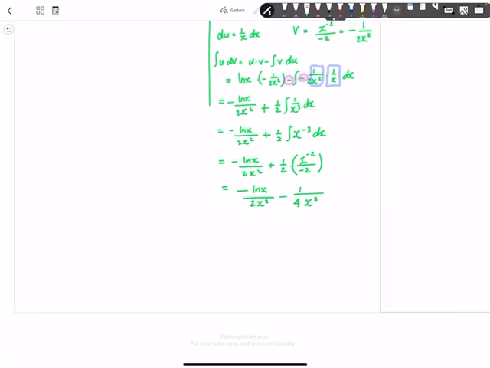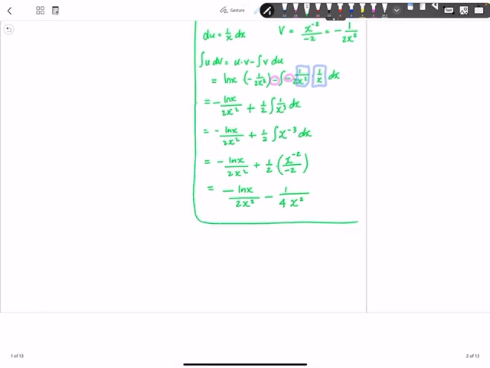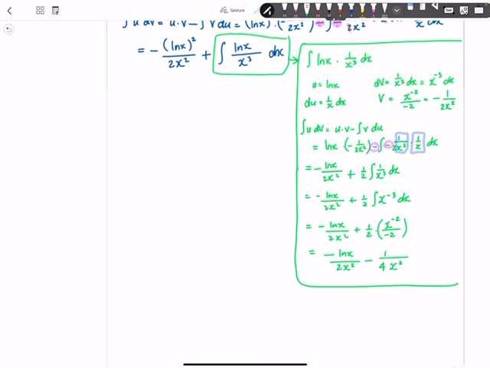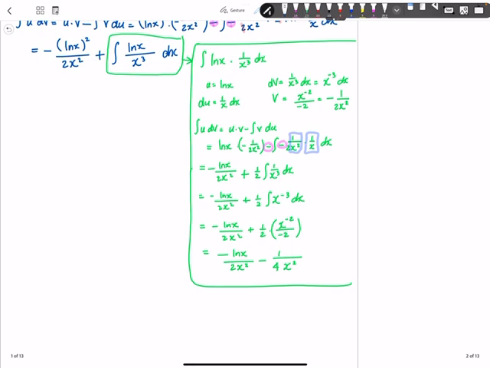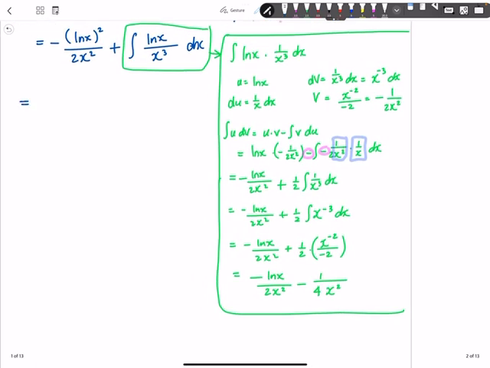All right, so all of this can now go back. Let's zoom back out. All of this now goes back into my original problem. So for the original problem, we have minus natural log of x quantity squared over 2x squared plus this entire component, negative natural log of x over 2x squared minus 1 over 4x squared.